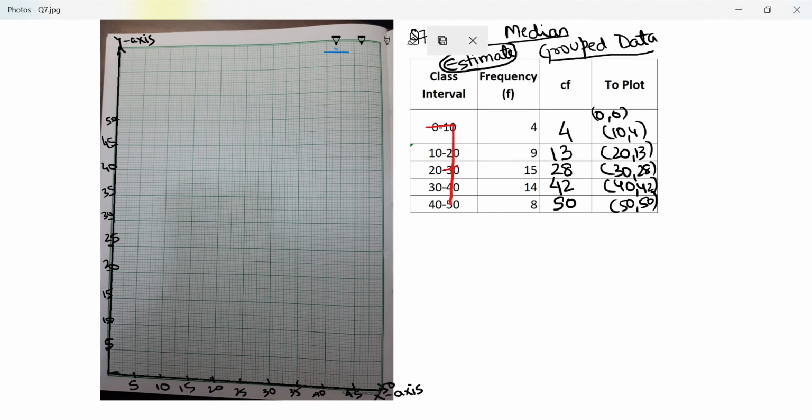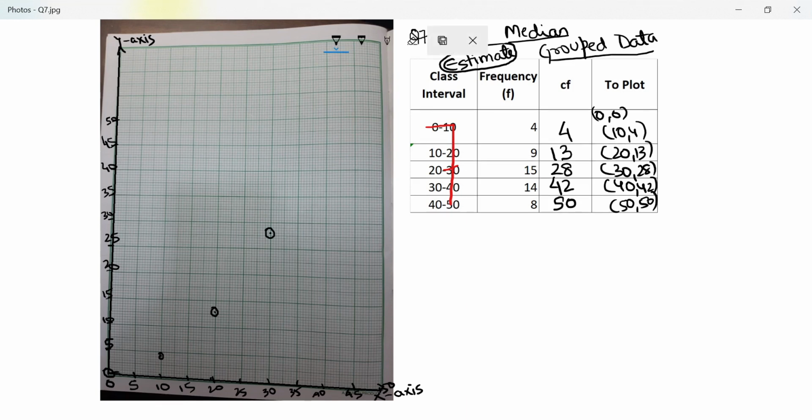Perfect. My first point is 0, 0, so I start from here. The next is 10, 4. So 10 with 4, which means 8 small lines, which is here. Next is 20 with 13. So 20 with 13, that's 10, and 6 lines after 10, 13. Next is 30 with 28, which means 6 lines after 25.